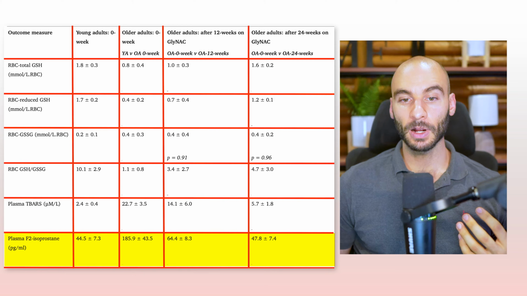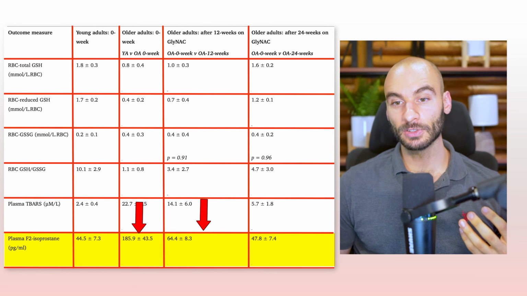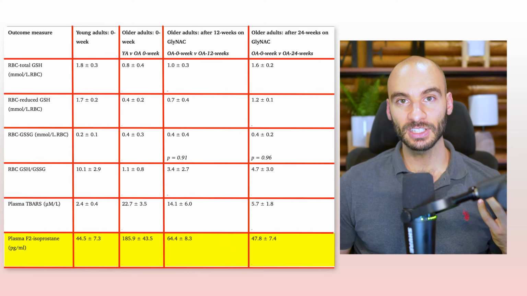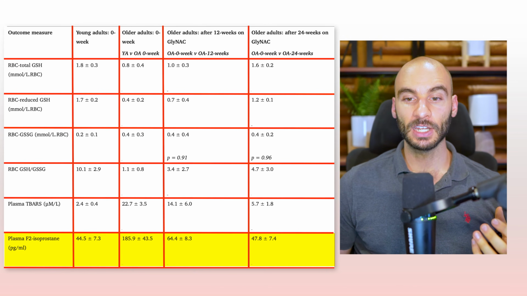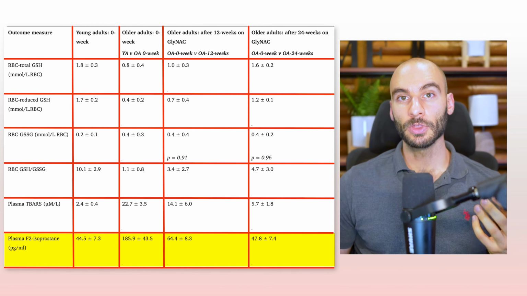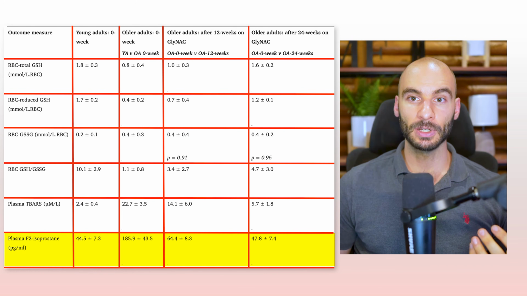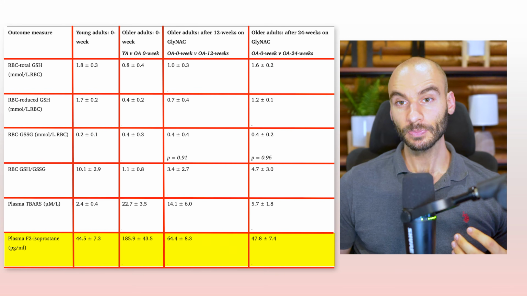For the plasma isoprostanes, at baseline, they were 185 picograms per milliliter. By week 12, they were 64. And then by week 24, they were 47.8. So again, significant drop in lipid peroxidation products by week 24 with 100 milligrams per kilogram per day of glycine and 100 milligrams per kilogram per day of N-acetylcysteine. Again, that's to create glutathione. So you can combine glutathione, vitamin C, and vitamin E together to synergize and protect against lipid peroxidation.